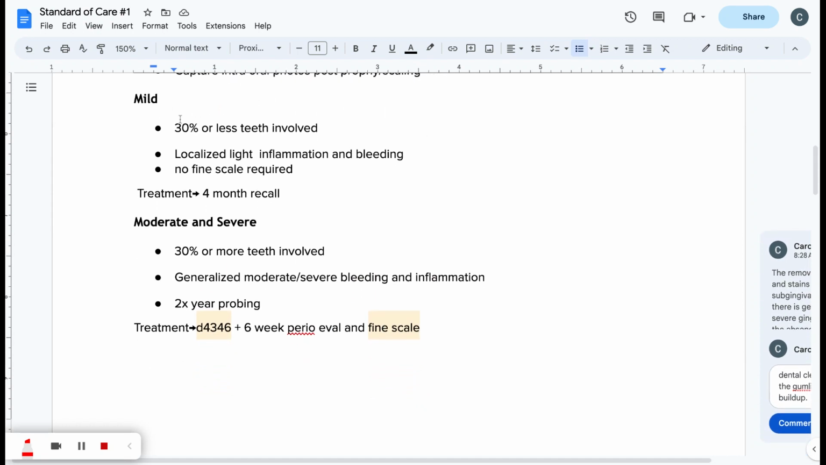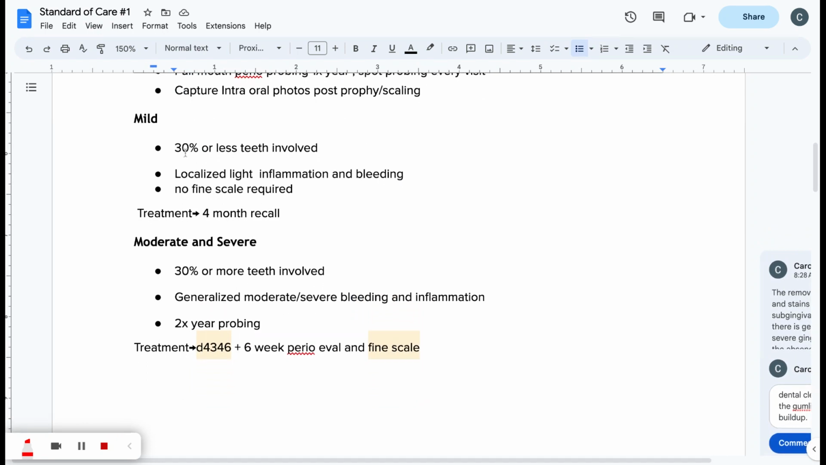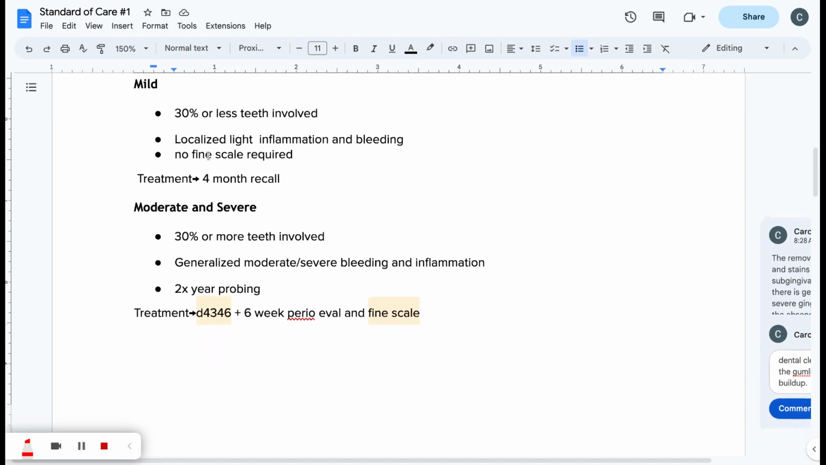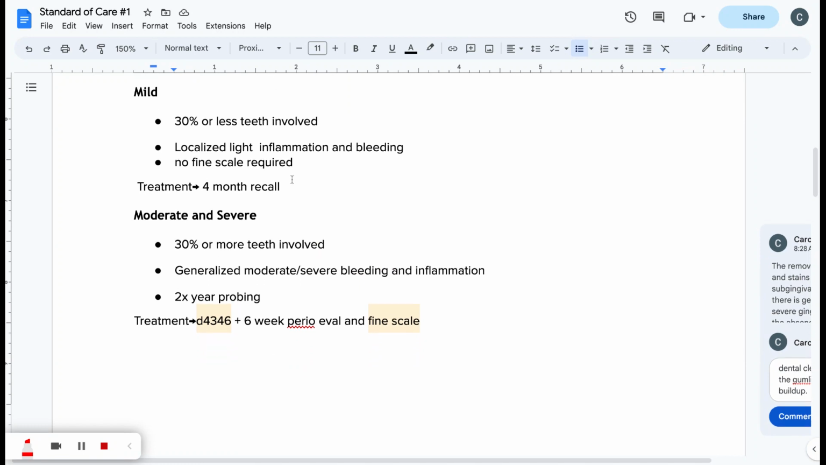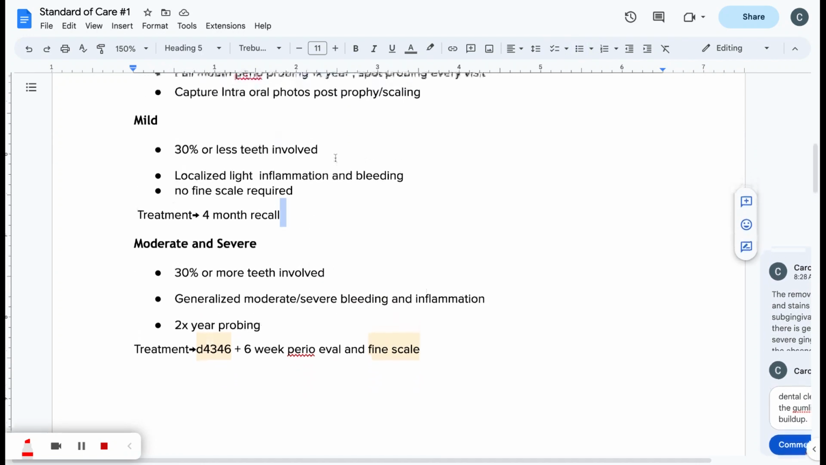The mild gingivitis patient is going to have localized light inflammation and bleeding. And this patient, we're going to see them for a 4-month recall.